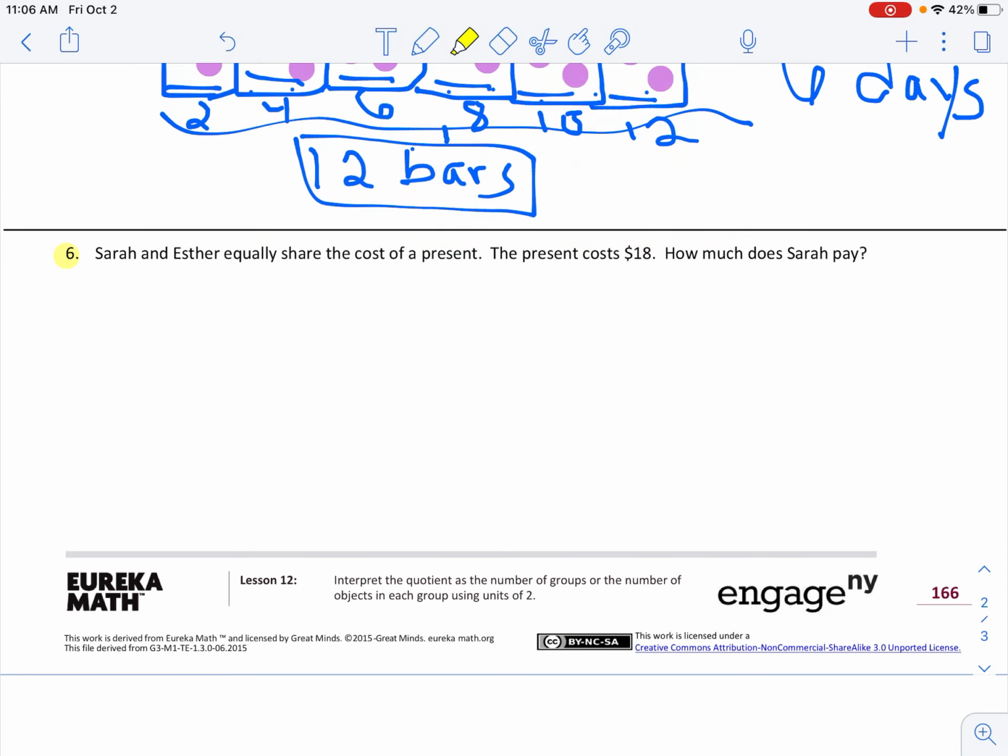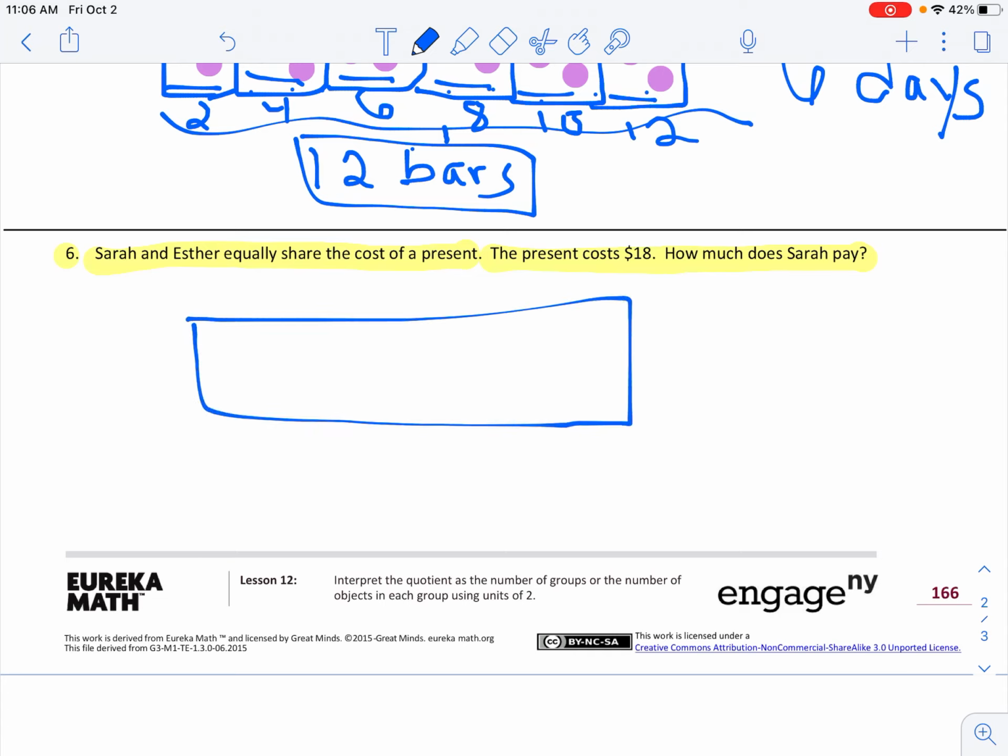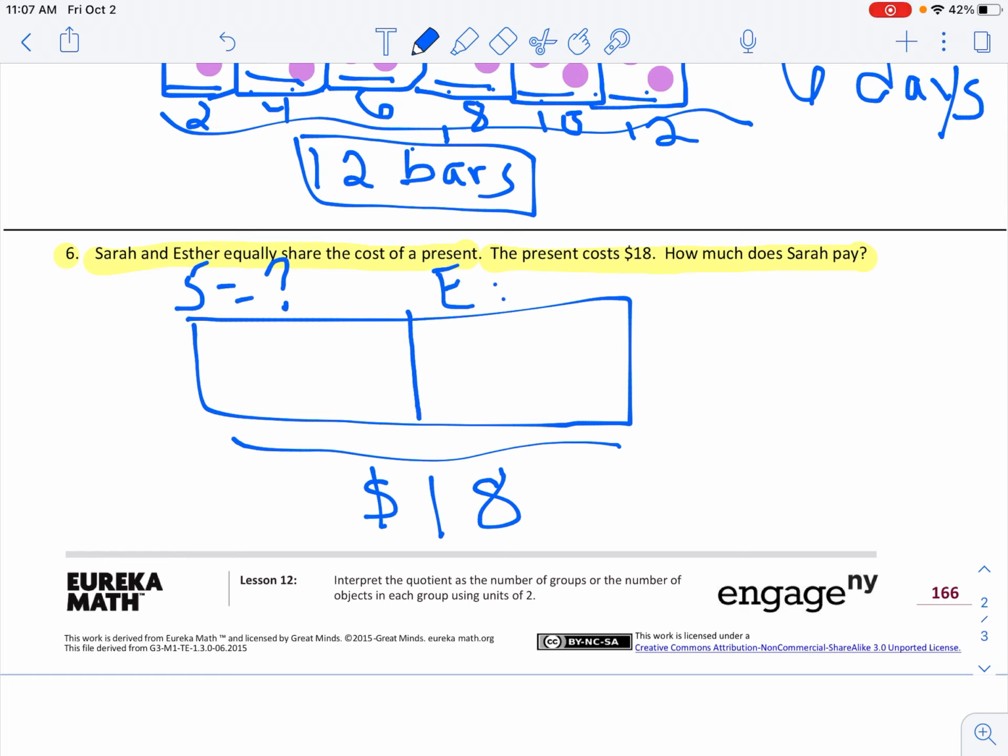And number 6. Sarah and Esther equally share the cost of a present. The present cost $18. How much does Sarah pay? I'm going to draw a tape diagram. Okay. I know that total, that present cost $18. I know that Sarah pays some. And I'm going to put an S there for Sarah. Sarah pays some money and Esther pays some money. Okay? So how much money are they each paying?